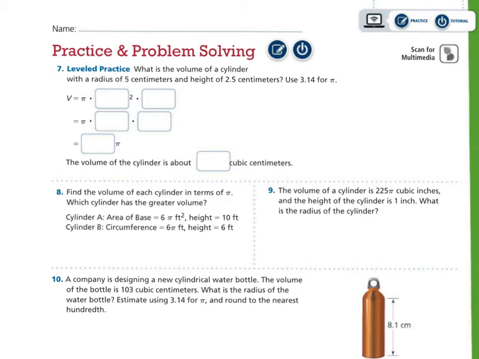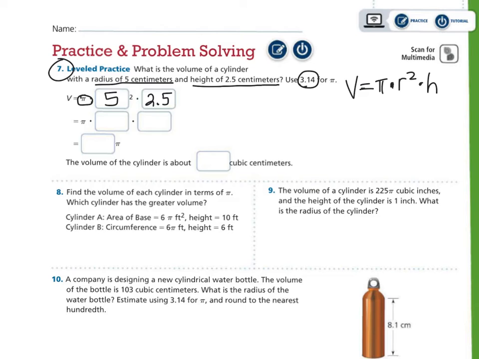What is the volume of a cylinder with a radius of 5 centimeters and a height of 2.5 centimeters? Use 3.14 for pi. Okay, so here they've got a couple of things that we're going to do. So remember, your volume formula equals pi times radius squared times the height. So we have the pi symbol here. What we need is the r, and then we've got it squared, so that's 5 squared, times the height, which is 2.5.